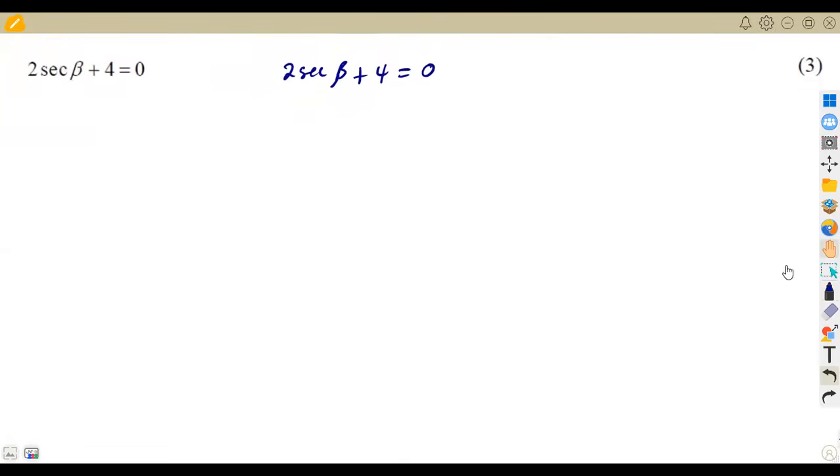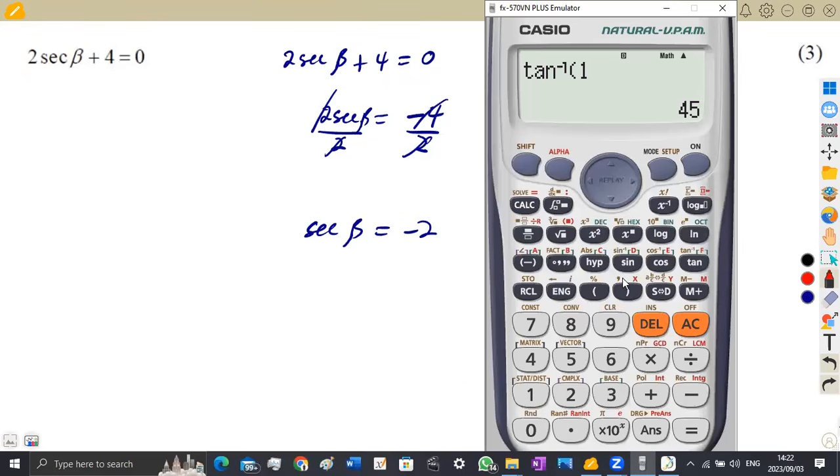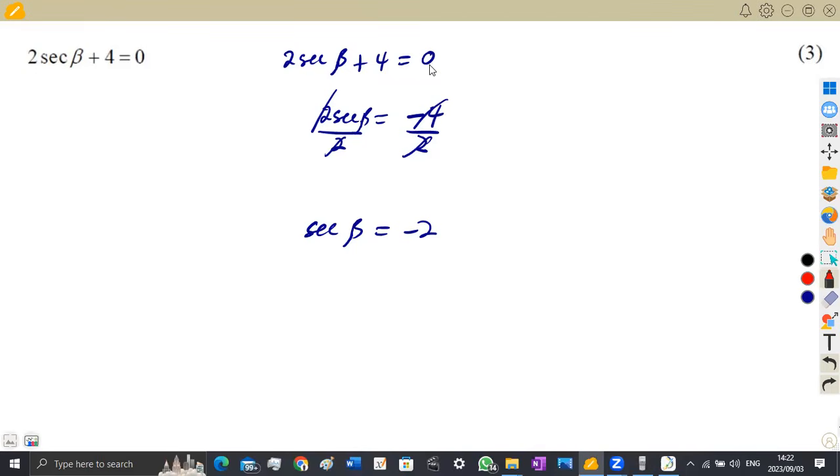Let's see. We can simply try to have a single trig again, so we can transpose 4 to this side. So we're going to have 2 sec of beta is equal to negative 4. You can divide by 2 since we are multiplying here. So sec of beta is equal to negative 2. But we do not have a button that gives us sec on our calculator. If I am to find arc sec, I do not have sec on this calculator. So I have to write in terms of sine, cos, or tan. These are the ones that I can find arc of that value.